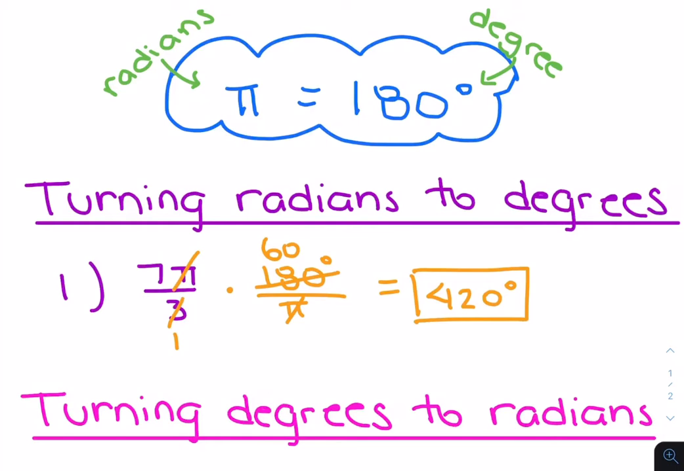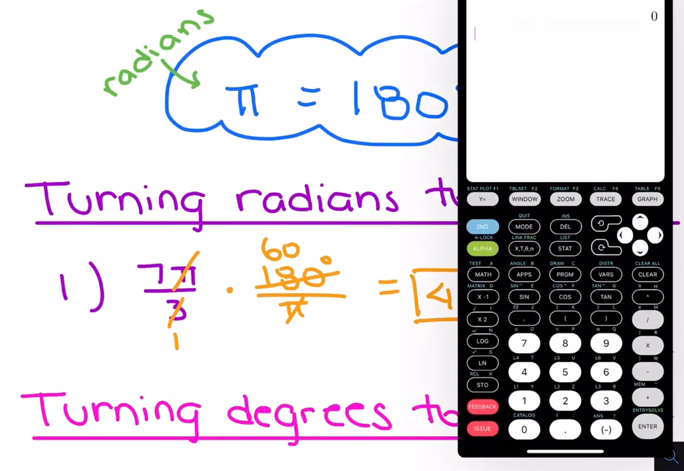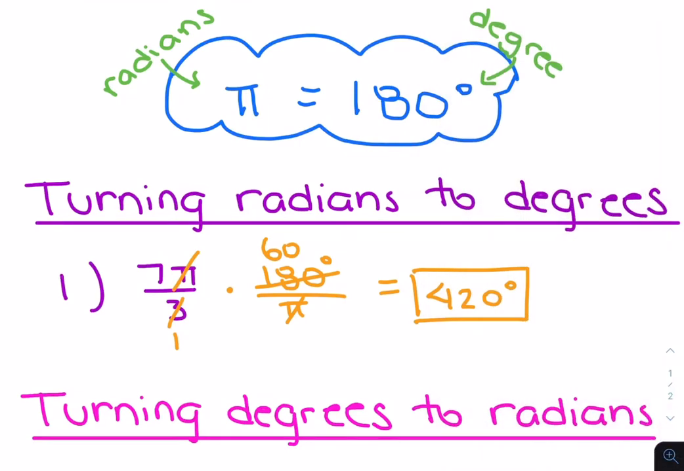You can also do this in your calculator. So if you wanted to multiply it across, you could have multiplied 7 times 180 and then divided that by 3. And you get 420. So same thing. You can do it whichever way, either by simplifying or by putting it into your calculator.